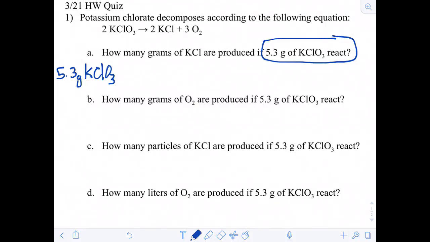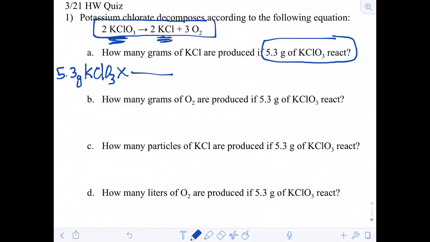So the thing they give you goes out front, and now I just need to convert from grams to moles. Why am I going to moles? What's the purpose of going to moles? So I can use the balanced equation, right? So this equation right here that they gave you is balanced, and it relates potassium chlorate to, in this case, potassium chloride. It relates those two. There's 2 moles of this for every 2 moles of that. I can't use that relationship, though, unless I'm in moles. So that's my purpose for going from grams to moles.